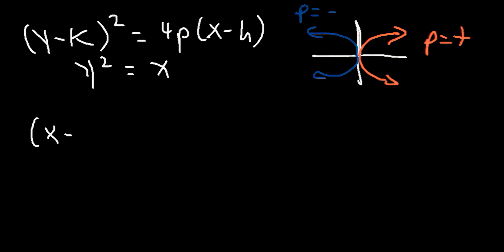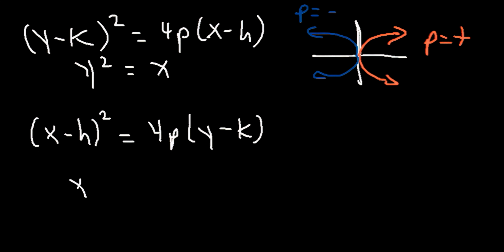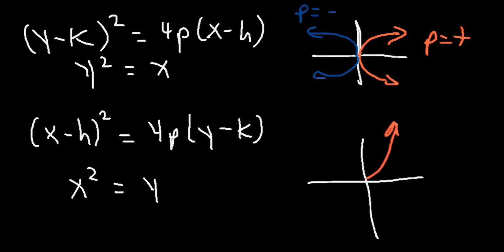Now, the next equation that you need: (x minus h) squared is equal to 4p times (y minus k). So this is basically y equals x squared, which can open up or down. It opens upward if p is positive, and if p is negative, it opens downward.